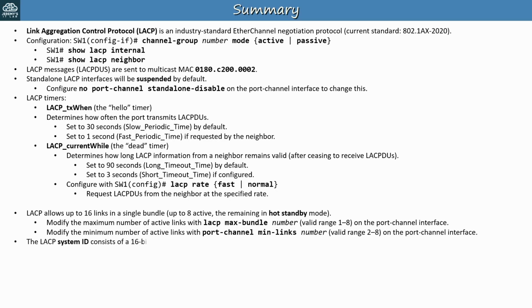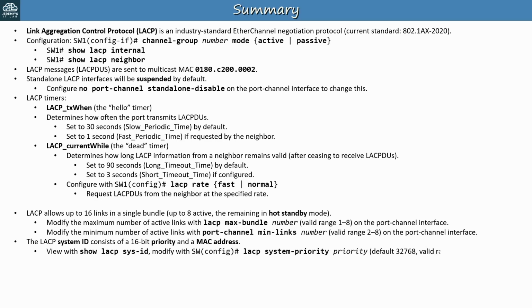We then covered the LACP system ID, which consists of a 16-bit priority and a MAC address. You can view the system ID with show lacp sys-id and modify it with lacp system-priority. The default is 32768, and the valid range is from 0 to 65535. The switch with the lowest system ID determines which ports will be active.